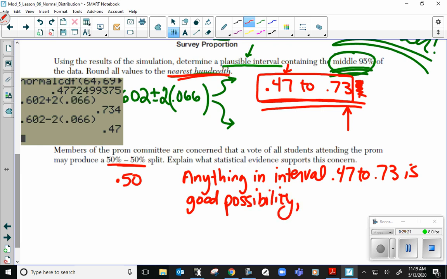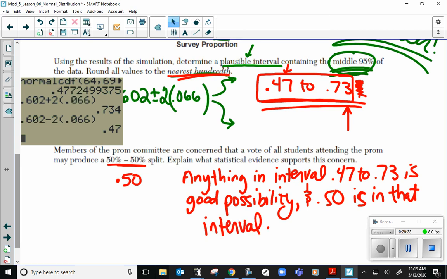Okay, and 0.50 is in that interval. You could have said it one of a million different ways. Okay, you could have said, yes, 50% is 0.50, and that's in our plausible interval above. You could have said that, okay? But this is a better explanation.